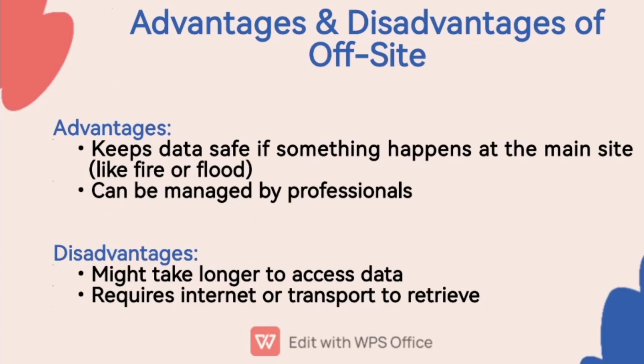Okay, so let's move on to the advantages and disadvantages of offsite. The advantage is that it keeps data safe if something happens at the main site, like a fire or flood. It can also be managed by professionals. So it's obvious: if your main office has a disaster, your data is safe somewhere else. Often, these offsite locations are managed by professionals with top-tier security.